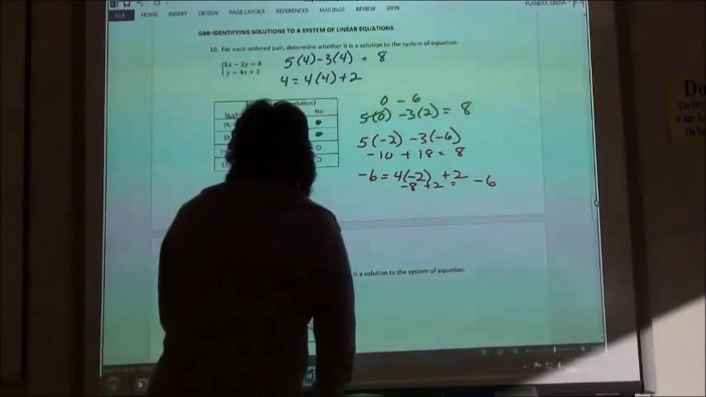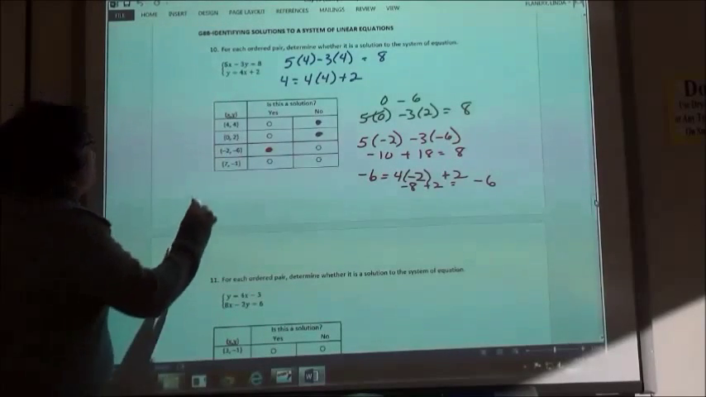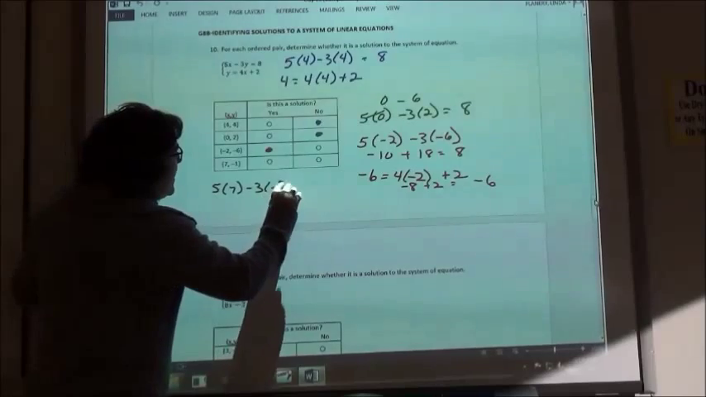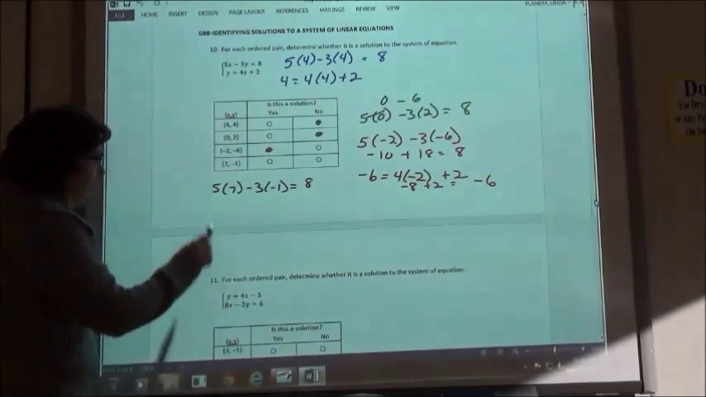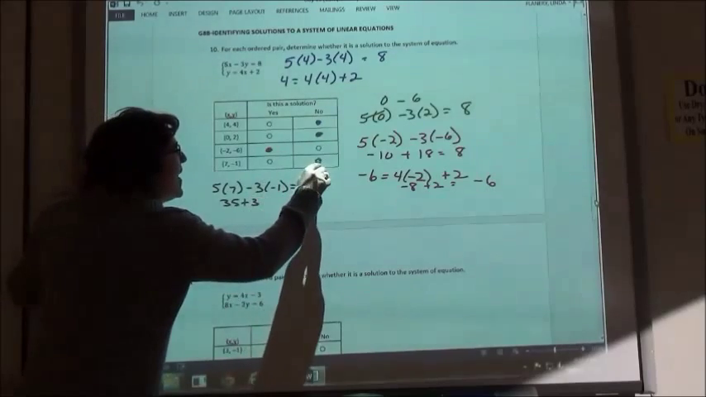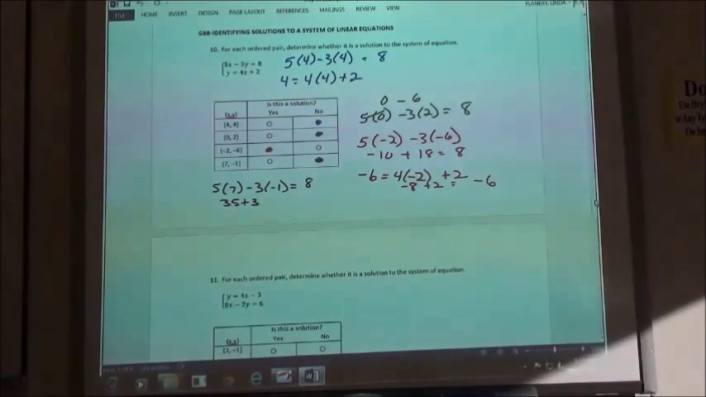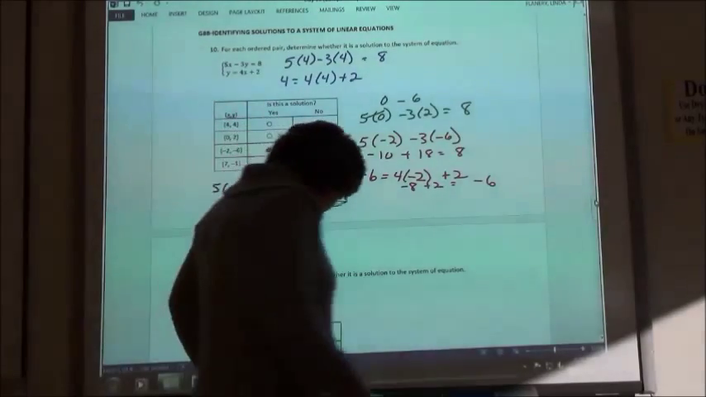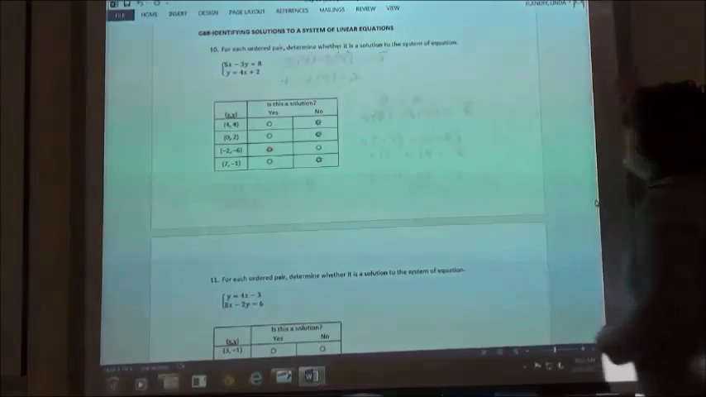And then I check the fourth one. So on the top I've got 5 times 7 minus 3 times negative 1. Does that equal 8? 35 plus 3. Nope, no way does that make 8. So I'm not even going to bother checking the second one, because we know in order to be a solution it has to work in both. So you probably won't get a whole lot of yeses on these ones, because it has to work in both in order to be a solution.